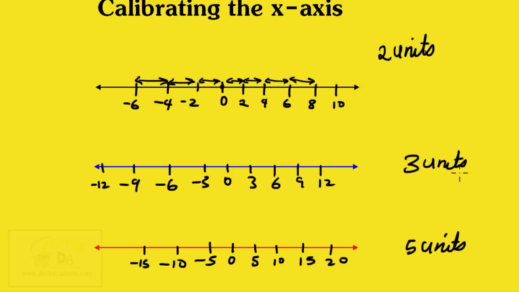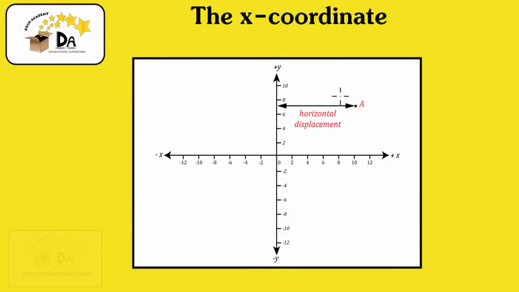Here, an interval of 3 units has been used in the calibration. And here, an interval of 2 units. This is really easy stuff, and this is stuff you've done before. But this is just a reminder. In this video, we're going to look at how to determine the x-coordinate of a point.